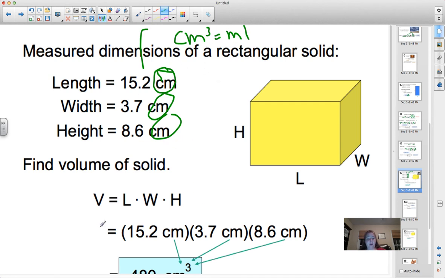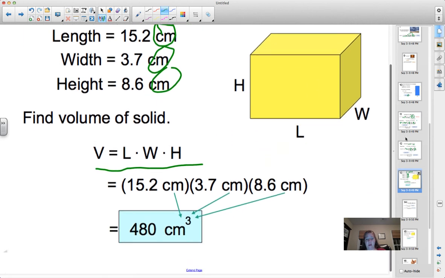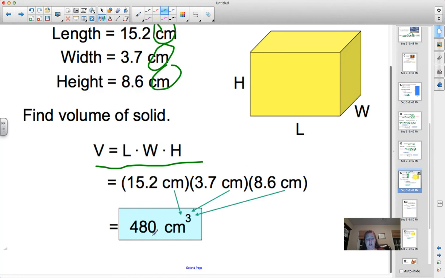So remember your formula for volume, and now we just simply multiply. They gave us the length, they gave us the width, they gave us the height, so you multiply those three values together. But the biggie here is making sure you're also multiplying these units together. So whenever we put them all together here, we end up with 480 centimeters cubed.